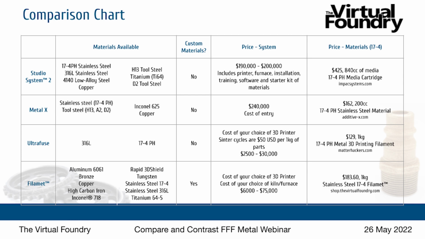The second part of the comparison chart, here we're looking at the materials available from each of the processes. I won't read you the whole list. You can take a look there. That second column talks about custom materials, and is that company offering custom materials? And what I mean by that is, can I write to this company and say, hey, I want a 3D print molybdenum. Can you make me a 3D printing filament made with molybdenum?